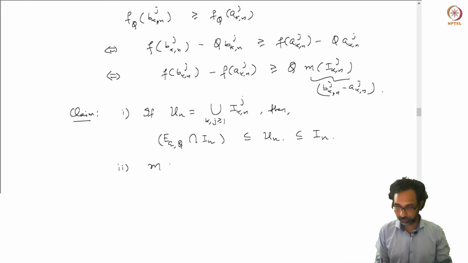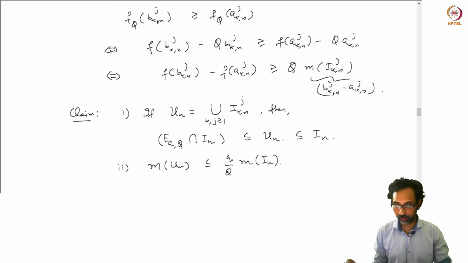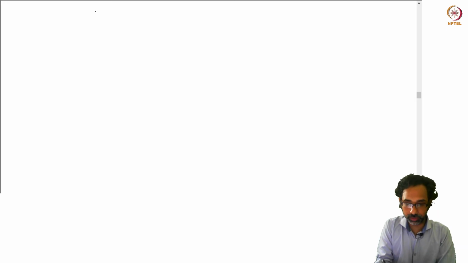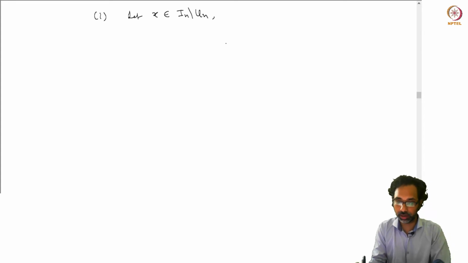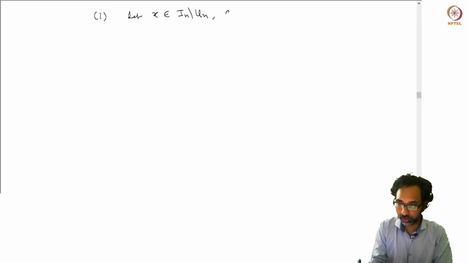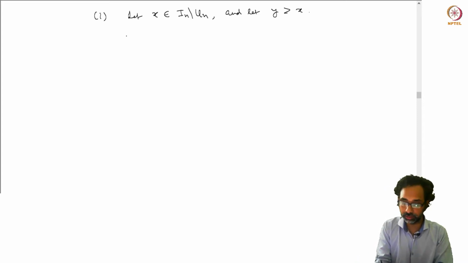The measure of U_n is less than or equal to small q over capital Q times the measure of I_n. So let's see why these claims are true. Now to prove the first part, let x be a point taken outside U_n but inside I_n, and let y be a point strictly greater than x inside I_n.